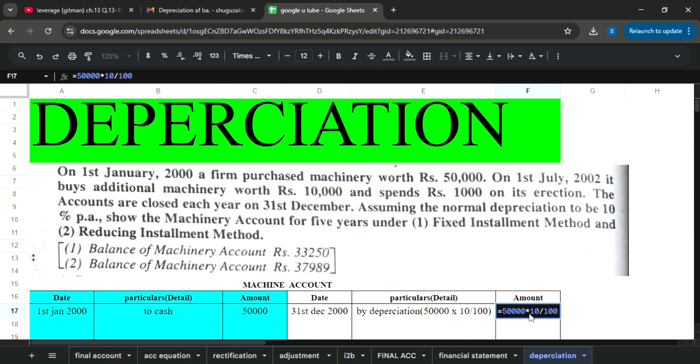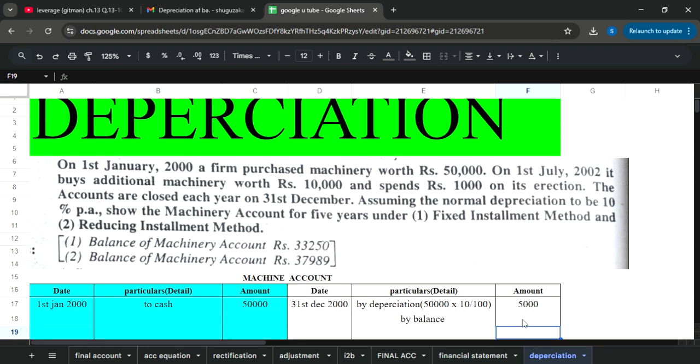So depreciation is calculated. After that, you will calculate your balance. How will you calculate this balance? This is your debit side and this is your credit side. Simply here you will be mentioning the total of both sides, here and here.